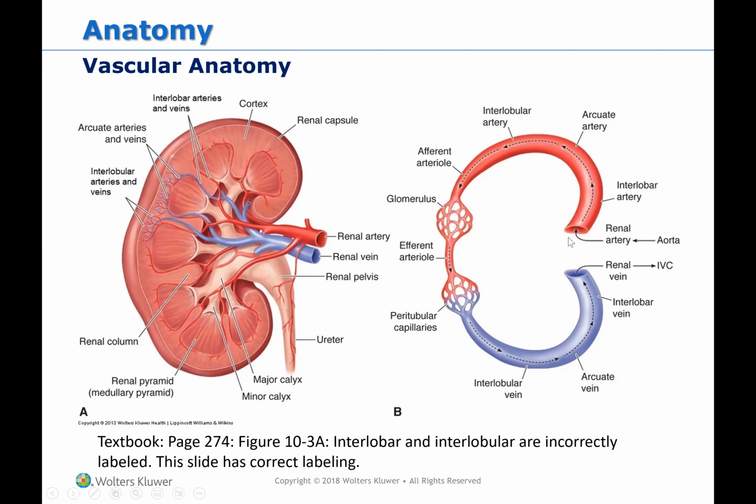The ones we look at usually on the renal Dopplers that we do are going to be up to the interlobular artery, which courses through the cortex of the kidney.